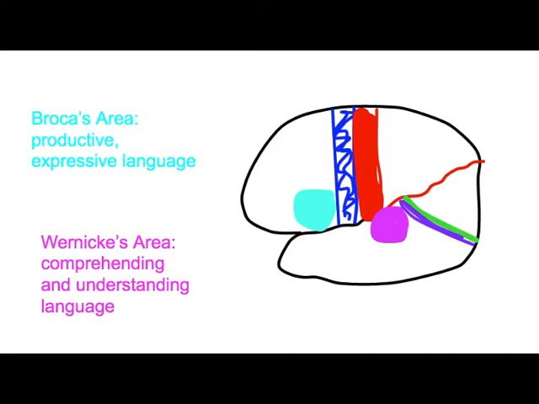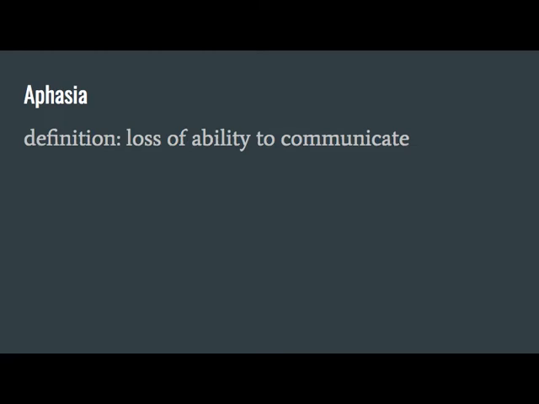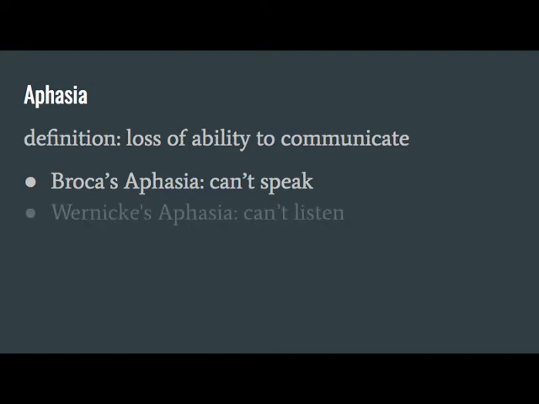Okay, so let's take a look at what this is. This is called aphasia, and you can write this just right below it, because they have to do with each other. Aphasia is a loss of ability to communicate. And you can have Broca's aphasia or Wernicke's aphasia, or both, depending on the case. So aphasia means you can't talk. Broca's aphasia, you can't speak. And Wernicke's aphasia, you can't listen.